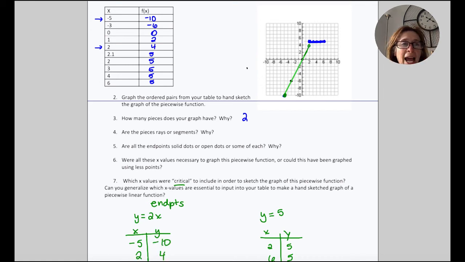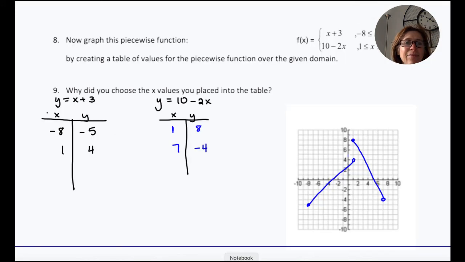I'm going to ask you to try the next graph on the next page. Do it all by yourself. Press pause, and then let's come back and check our work. Okay, hopefully you just chose the endpoints as the inputs of your function. For this function, I used -8 and 1, and for this function, I used 1 and 7. I evaluated each of the functions individually with those points, and then I graphed them, making note of my open circle at the 1. That's the only open circle I have.